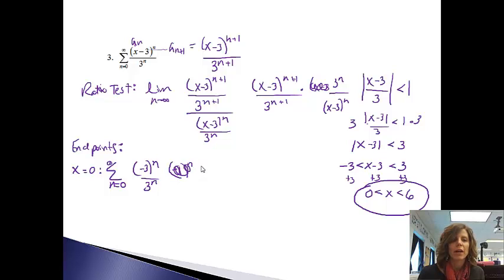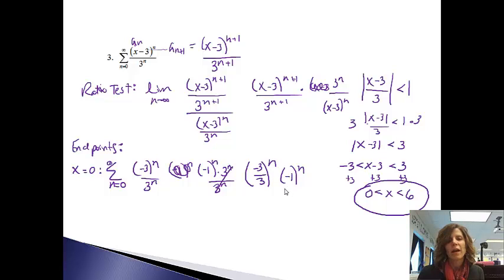I'm going to write it as negative 1 to the n, times 3 to the n, over 3 to the n. My 3 to the n's are going to cancel out. I could have also written this as negative 3 over 3 to the n, which still gives me negative 1 to the n. We did this on the first example. I believe this was a geometric series, and since it's a geometric series, the absolute value of r is greater than or equal to 1, so this is going to diverge, which means we don't need to include 0 in our interval of convergence, so no equal sign for that one.